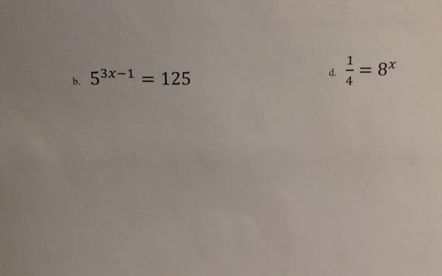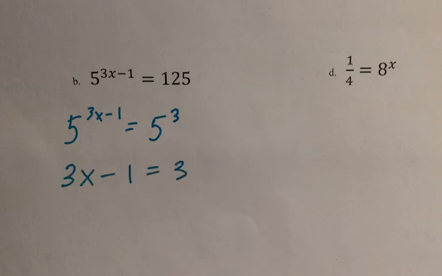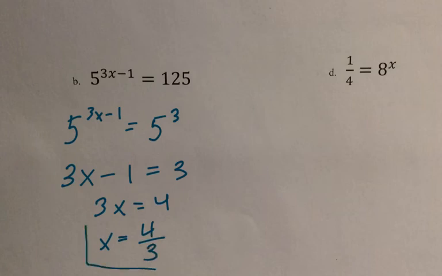In this example, B, we have 5 to the 3x minus 1 equals 125. We can rewrite 125 to be in terms of 5 to a power, and that's the same thing as 5 to the 3rd power. So we get 5 to the 3x minus 1 has to equal 5 to the 3rd. Therefore, the exponents must be equal since the bases are the same. So I get 3x minus 1 equals 3. So that gives us 3x equals 4, so x is equal to 4/3.